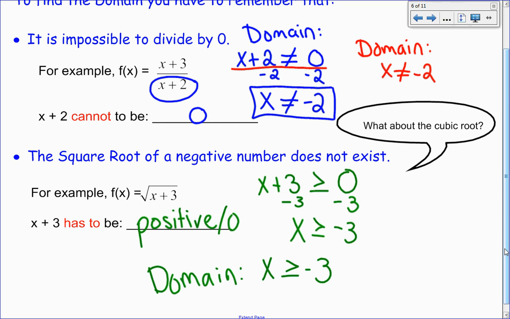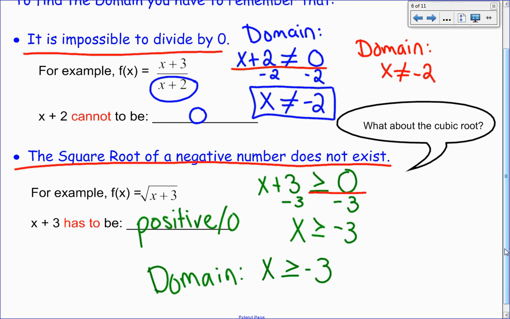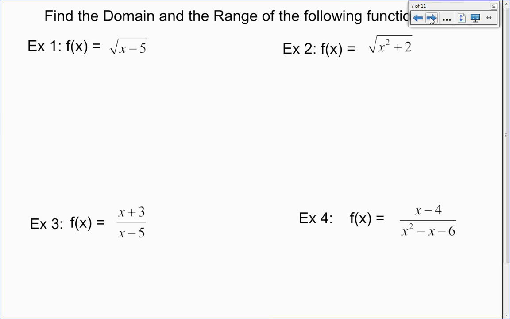Okay, so when you're finding domain using algebra, please pay attention to these two things. It is impossible to divide by 0, so you have to check, could your denominator ever be 0? And we cannot have the square root of a negative number. So anything underneath the square root, we have to make greater than or equal to 0. Okay, so we're going to find the domain of each of these functions, and then we'll look at finding the range as well.